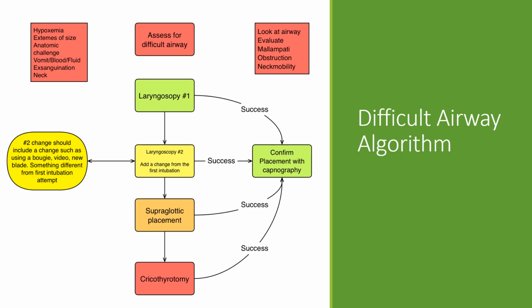The interesting thing is, if you follow a difficult airway algorithm and you now get here, you shouldn't have to think about it anymore. If you can't ventilate, you can't oxygenate, and you've tried two attempts to intubate and you still can't do it, you don't have to worry about making the decision to cric.